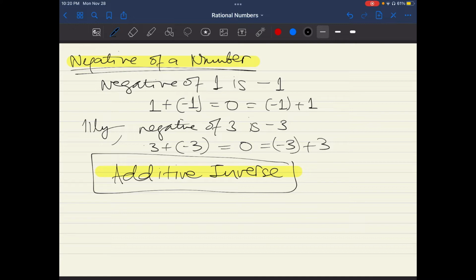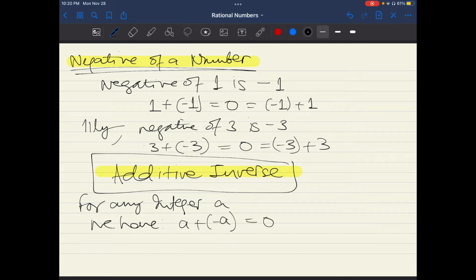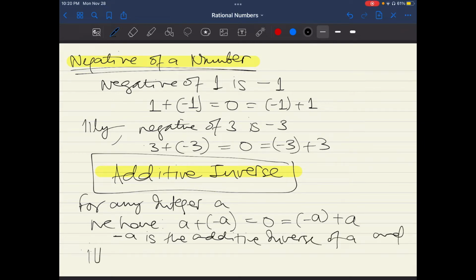So if we were to generalize this, for any integer a, we have a plus minus a equals 0, which equals minus a plus a. Therefore, minus a is the additive inverse of a, and similarly, a is the additive inverse of minus a.